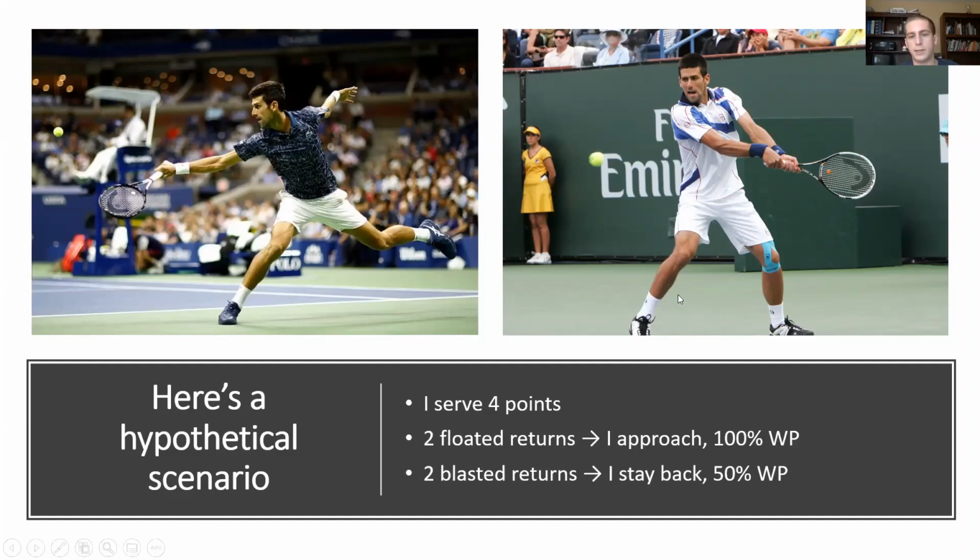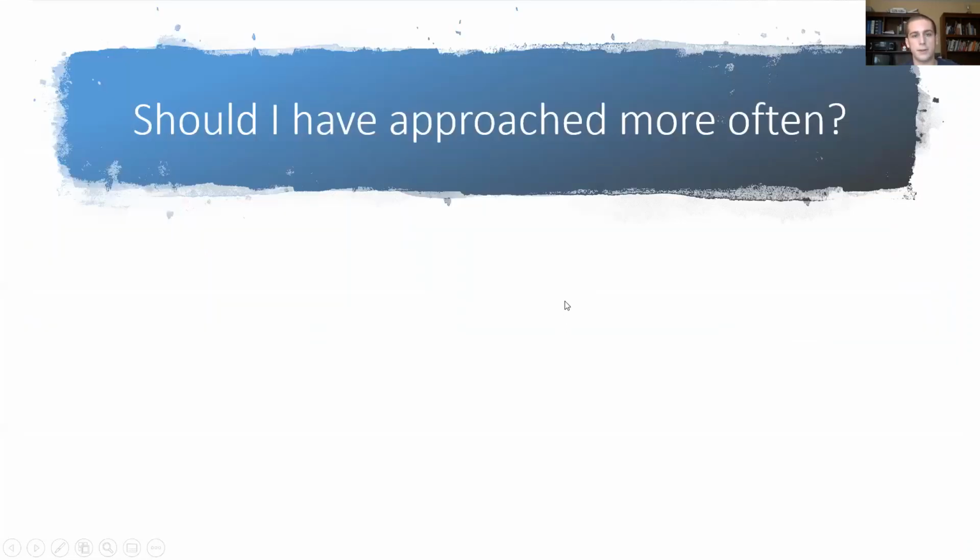So, with that in mind, I do have a 100% win probability at the net and a 50% win probability when staying back. Should I have approached more often, right? Was coming to net actually a more effective tactic than staying back? Well, causal inference. Let me ask myself, why are the statistics, in this case, the WPs or win probabilities, and throughout this presentation, I'm going to abbreviate win probabilities as WPs. Why are the win probabilities the way they are?